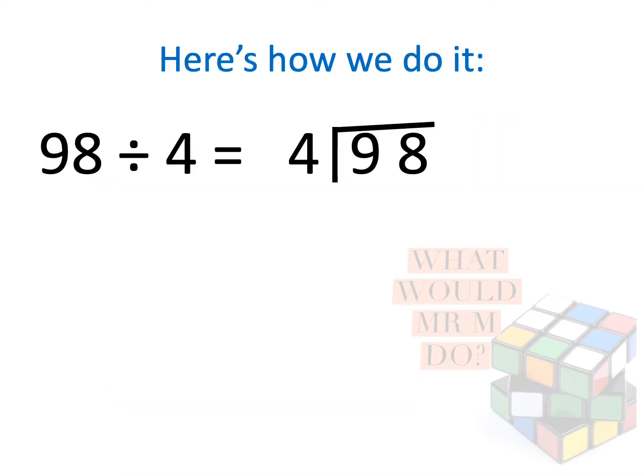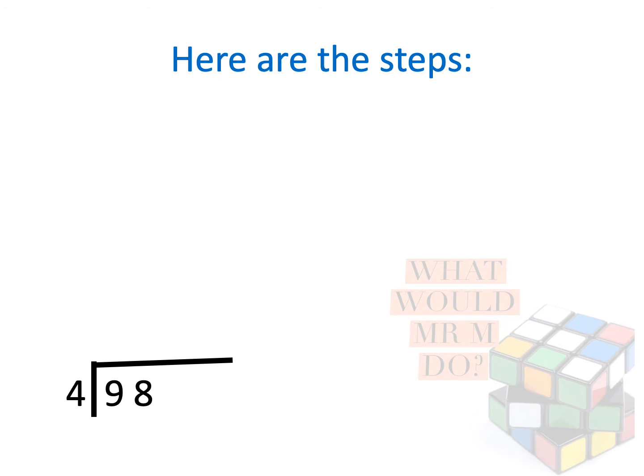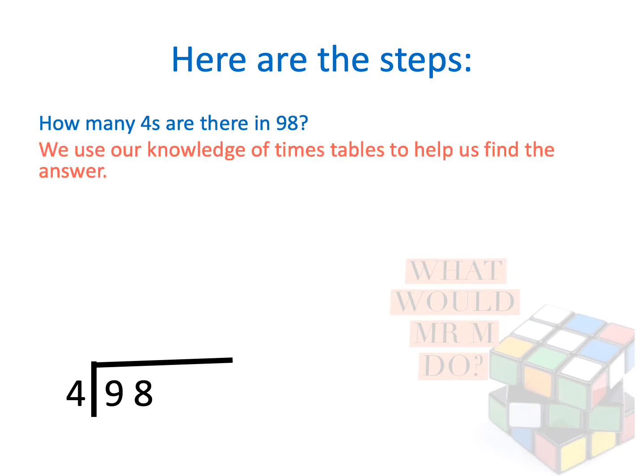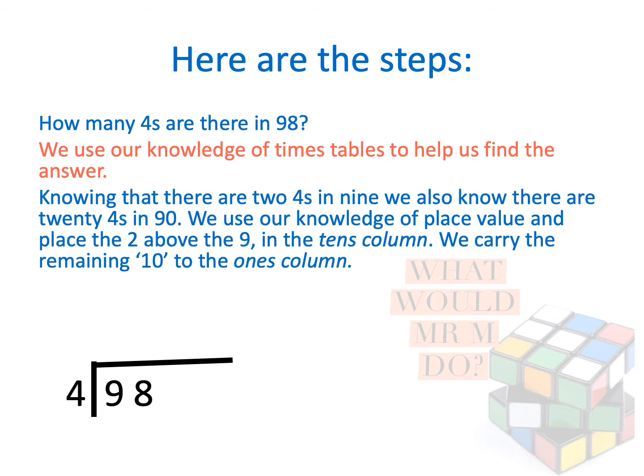We take this question, 98 divided by 4, and we rewrite that as how many 4s are there in 98 using a bus stop sign. So, steps. How many 4s are there in 98? We're going to use our knowledge of times tables to help us find the answer. Now, knowing that there are 2 4s in 9, we also know that there are 20 4s in 90. We're going to use that knowledge of place value and place that 2 above the 9 in the tens column, and we're going to carry the remaining 10 to the ones column.